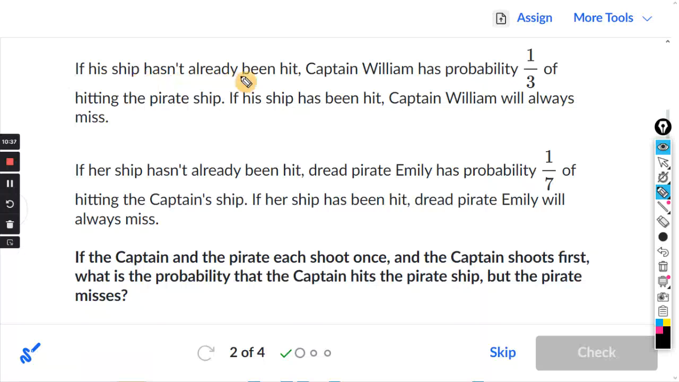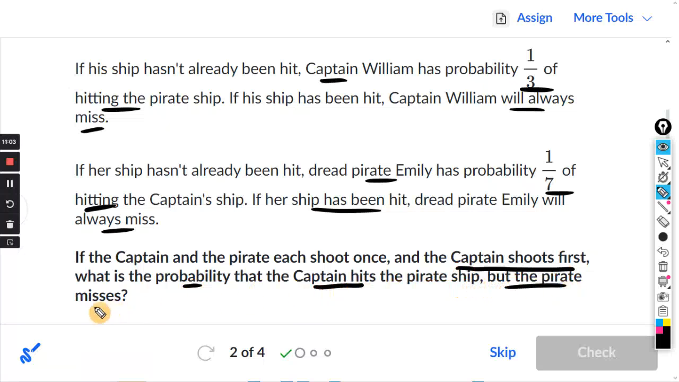If the ship hasn't been hit, the captain has a probability of 1/3 of hitting. If it has been hit, he will always miss. If the ship hasn't been hit, the pirate has a probability of 1 out of 7 of hitting. If the ship has been hit, the pirate will always miss. If the captain and pirate each shoot, the captain shoots first. What's the probability that the captain hits and the pirate misses?